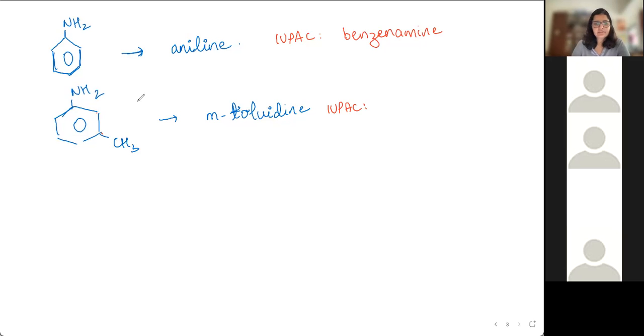So this particular thing, because it's a derivative of toluene, this will be 3-amino toluene. Okay. Yeah, these are your aromatic ones.